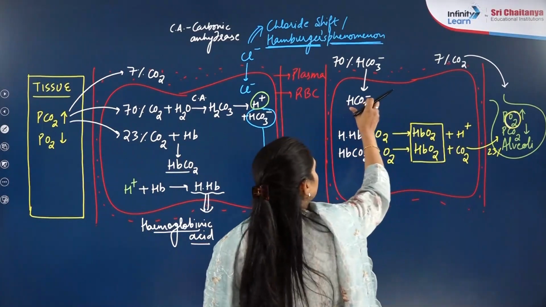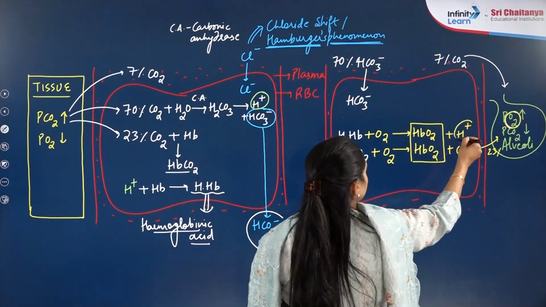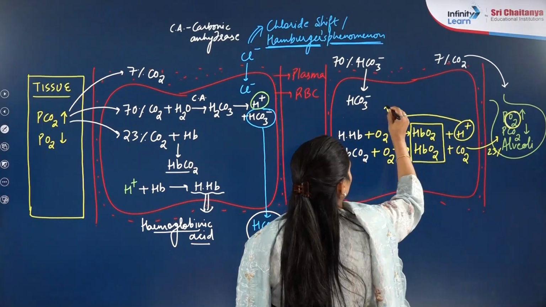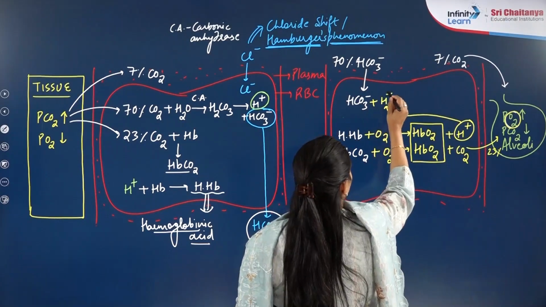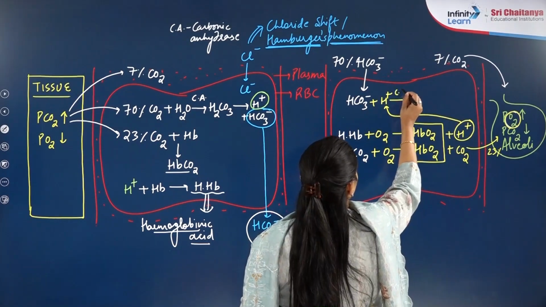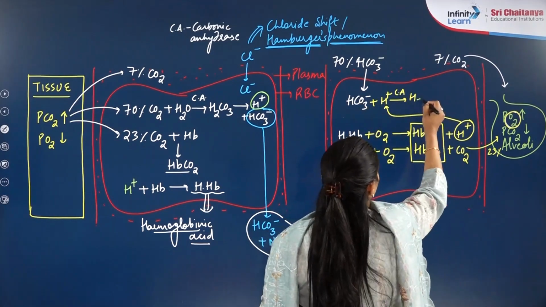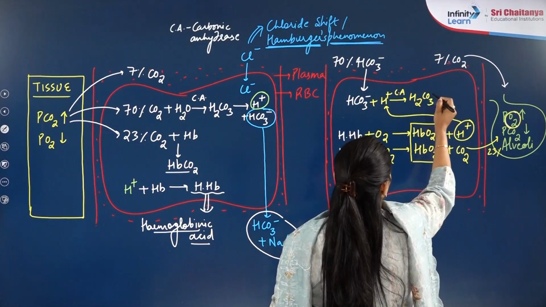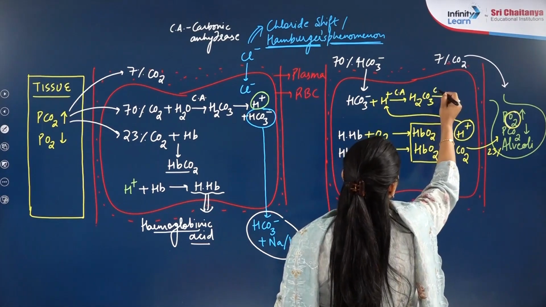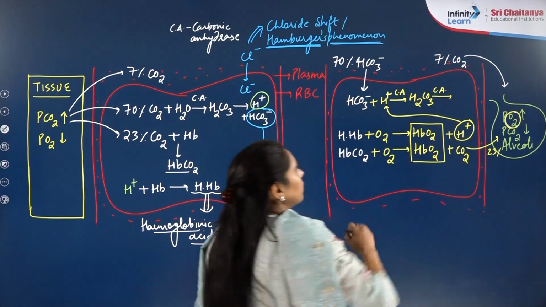Now, the HCO3 negative is very happy to see the H plus. This H plus will go to the HCO3 negative and the reaction will occur again in the presence of carbonic anhydrase in the reverse direction. There is formation of H2CO3. Then further it will dissociate, again in the presence of carbonic anhydrase.